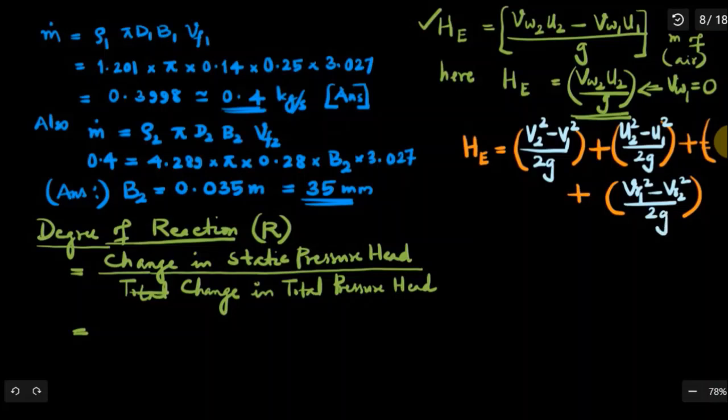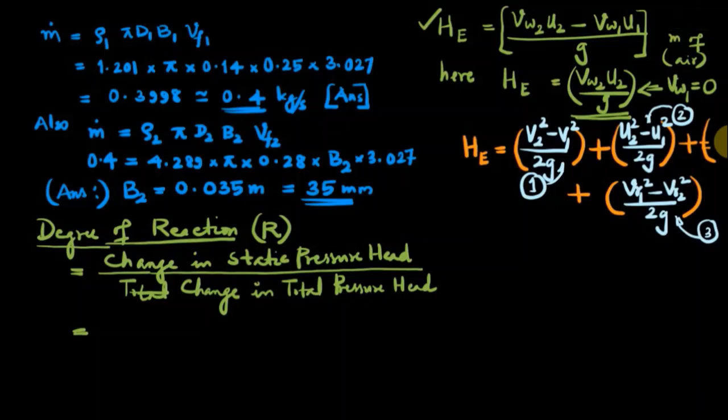See, there are three terms. Sum of these three terms is equal to Euler head, which is exactly equal to VW2U2 minus VW1U1 divided by G. So what does this mean? V2 square minus V1 square by 2G, let us represent it as term 1. And U2 square minus U1 square by 2G, let us represent it as term 2. This one is term 2. And this is term 3 now, VR1 square minus VR2 square. So let it be term 3. So we have three terms, the sum of these three terms.